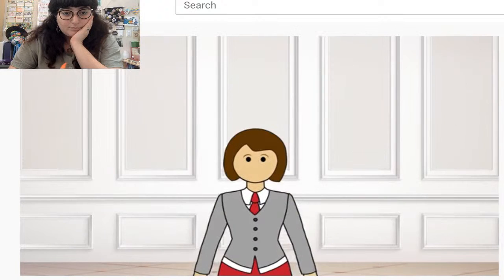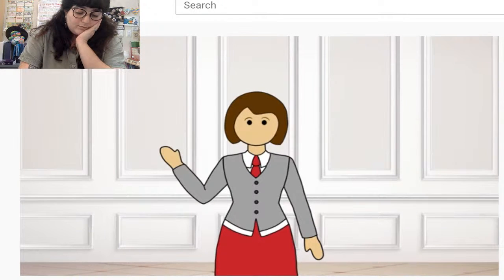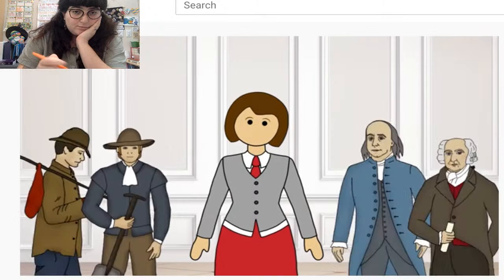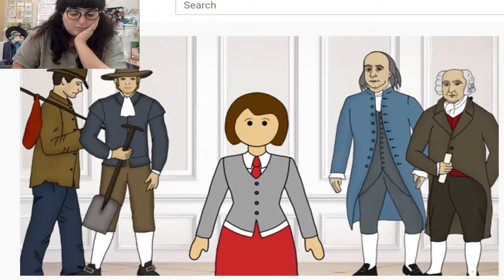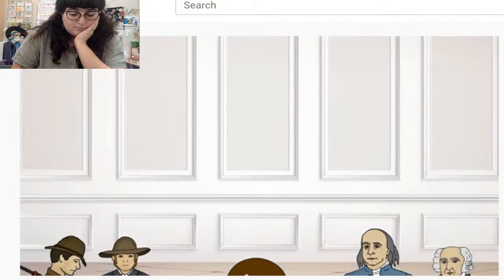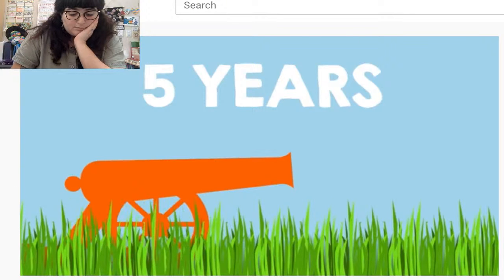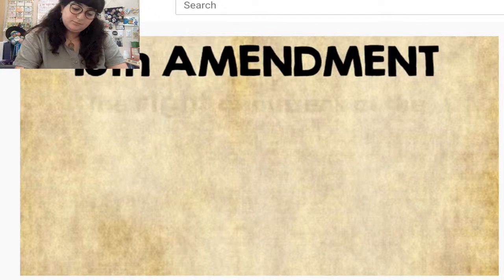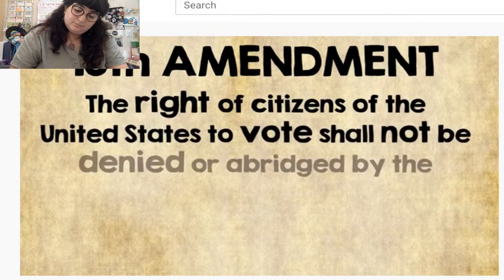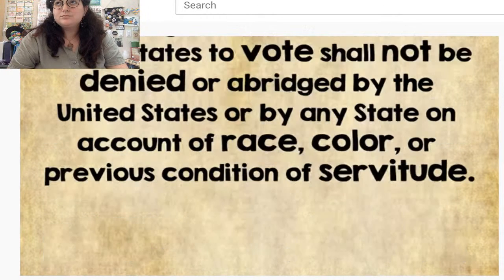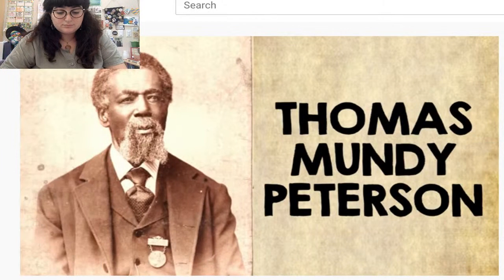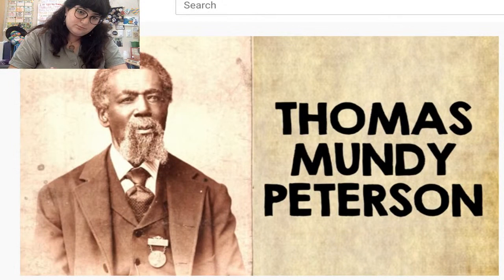Some states dropped the property requirement over time, but the pool of voters was still limited to adult white men until 1870, with the passing of the 15th Amendment. 5 years after the Civil War ended, the 15th Amendment was added to the U.S. Constitution. With it, African American men gained the right to vote. On March 31, 1870, a man named Thomas Mundy Peterson became the first black person to cast a vote in a local election in New Jersey.